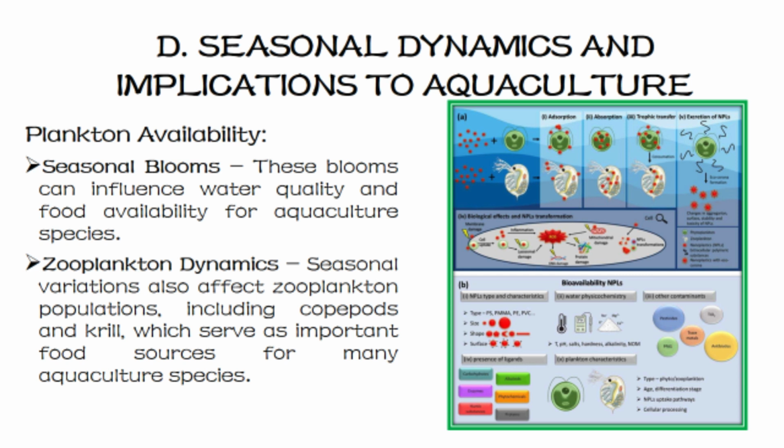Next, we have the zooplankton dynamics. Seasonal variation also affects zooplankton populations, including copepods and krill, which serve as an important food source for many aquaculture species. The changes in zooplankton abundance can impact the growth and survival of juvenile fish and crustaceans in aquaculture ponds and cages.